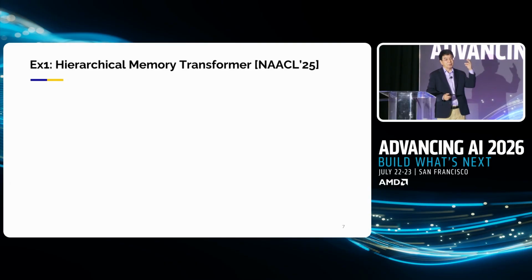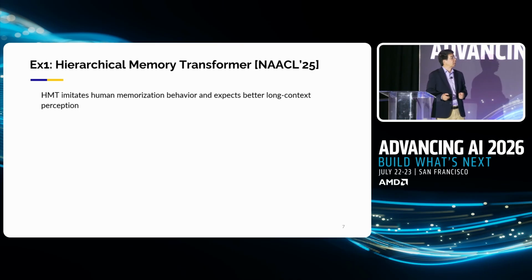I'll give you 2 examples for each. The first one is about the hierarchical memory transformer. A lot of the intelligence in these frontier models comes from very long context windows. These days it goes to about 1 million tokens that you can look at in the past. But that's also where the energy cost goes, because attention is a quadratic time operation. So how can we reduce that?